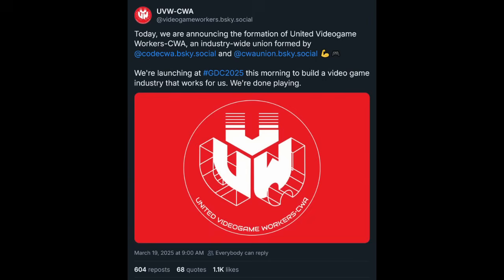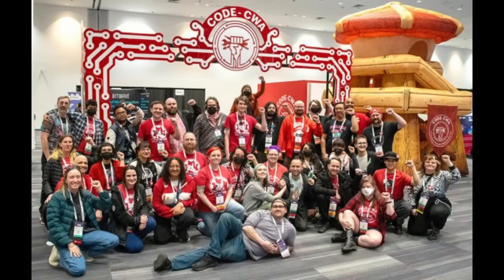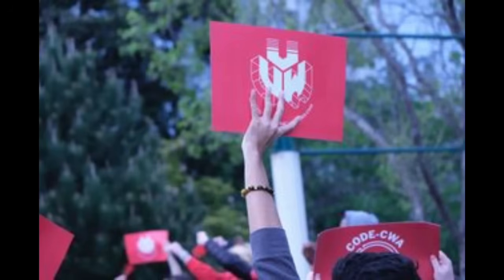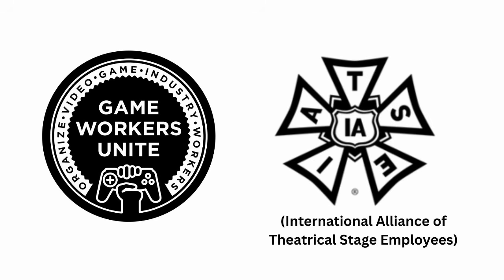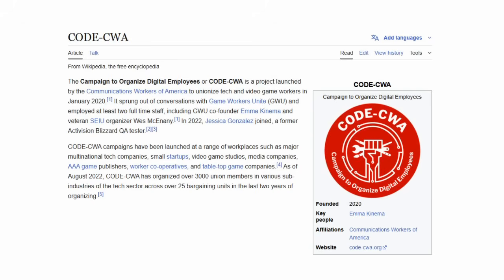And we are a new union that announced in March of 2025 at GDC. And our union is for all video game workers in both the United States and Canada. So it's for most of North America. Now, the thing that's going to make this union stand out, there are other unionization efforts that have been cropping up throughout the games industry, especially in the past like 10-ish years. Things like Game Workers United and IATSE, which typically is like theater workers. They've also made some major strides, as well as CODE-CWA, which is the Campaign to Organize Digital Employees with the Communication Workers of America.